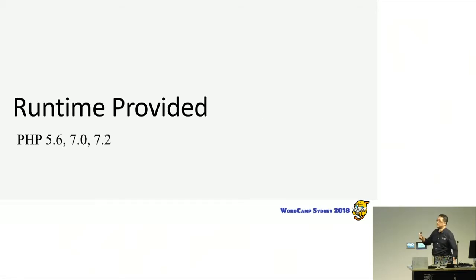Also, this is a PaaS, right? So we can choose a runtime. PHP 5.6 or 7 or 7.2 are provided as a default runtime. So if we want to run a different version of the PHP runtime, probably this is not going to work. Then we can choose another approach. I will talk about this later.